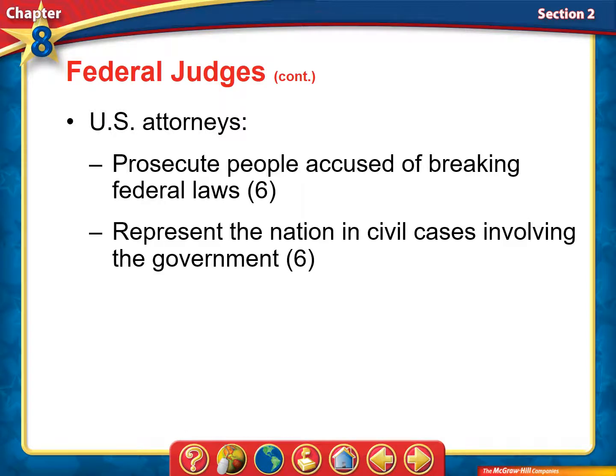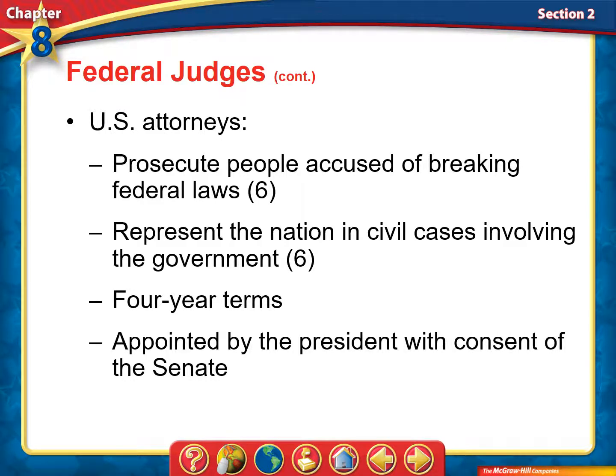A U.S. attorney represents the nation also in civil cases. And so a lot of the big cases you hear, United States versus, it's the U.S. attorney who is bringing that case before the court. These people serve 4-year terms. They're appointed by the president once more. They're confirmed by the Senate, and they report directly to the Attorney General of the United States, who oversees law enforcement at the federal level.